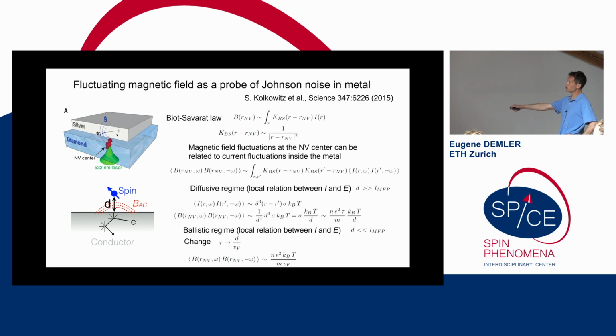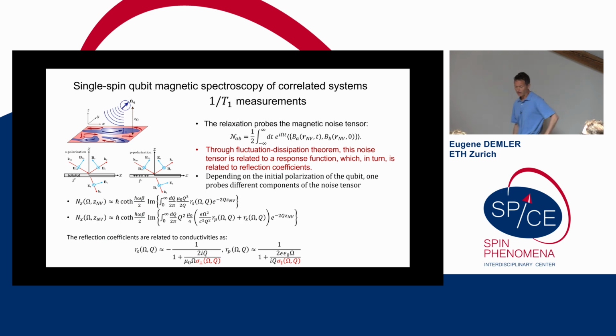So just by measuring the distance dependence of noise, one can see a crossover from an ohmic regime with a local relation between current and electric field to a ballistic regime at short distances, which corresponds to a non-local relation between current and electric field. And that's exactly what has been observed experimentally in this work.